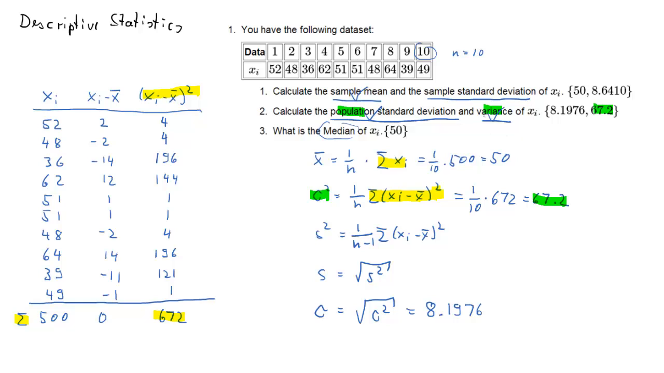So next we want the sample standard deviation. For that we first need the sample variance. Always calculate first the variance, then the standard deviation. So 672 now divided by 9 is 74.6667, that's the sample variance, and the sample standard deviation is the square root of that, which is 8.6410.